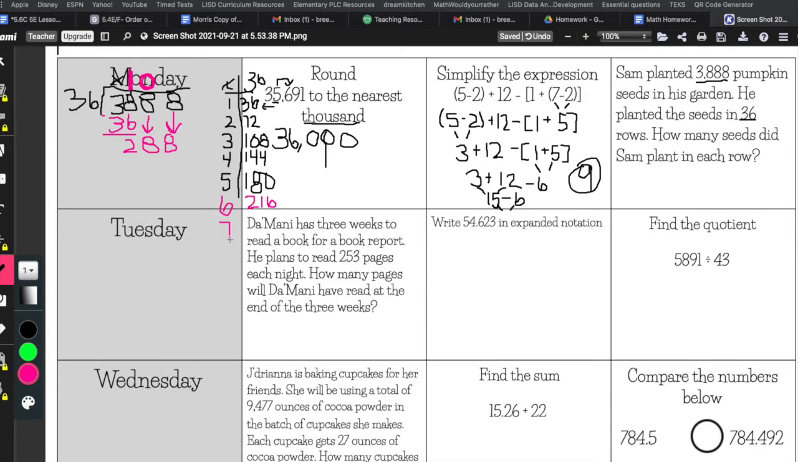Times 7 is 252. Times 8 is 288. Well, that number sounds familiar. 288, 288. That means I can get my money 8 times.